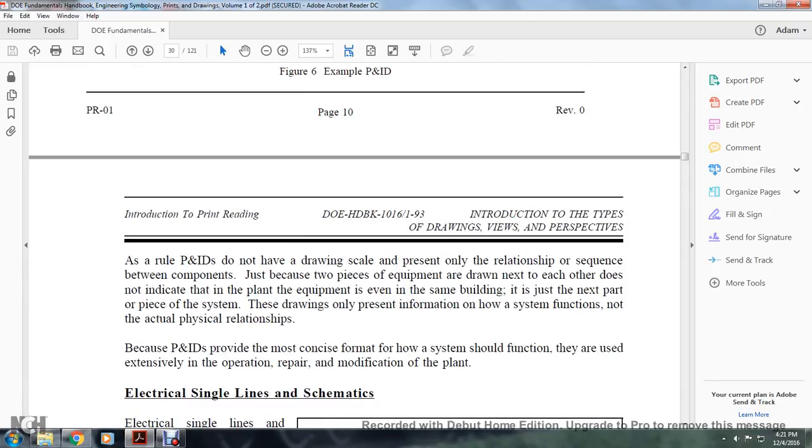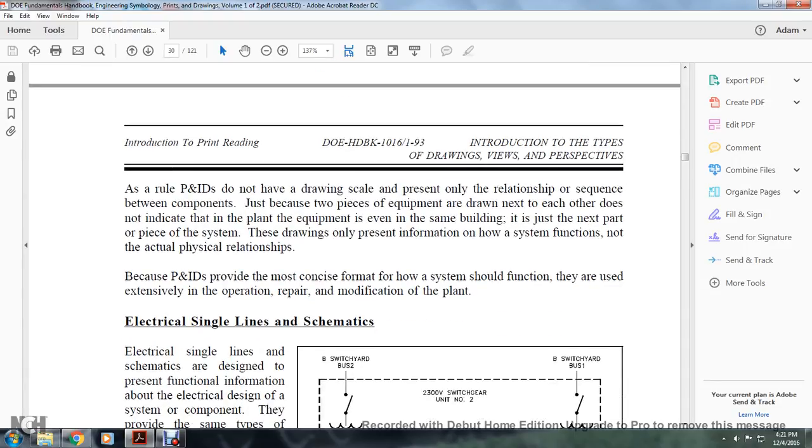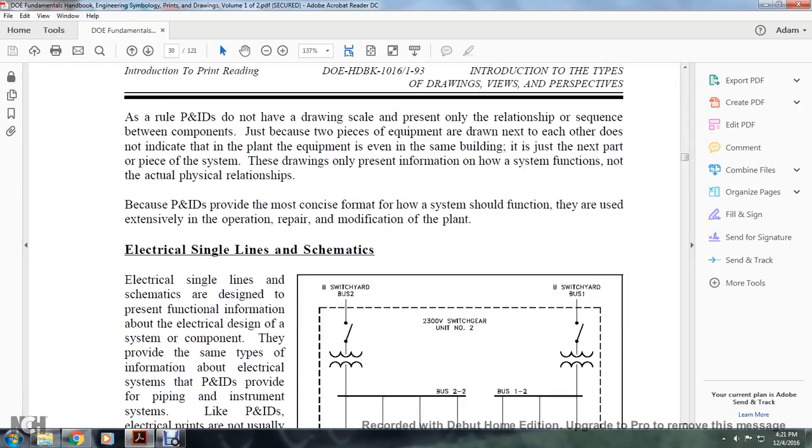As a rule, piping and instrument drawings are not drawn to scale and only present the relationships and sequence between the components. Two pieces of equipment drawn next to each other does not indicate that they are physically next to each other in the plant, even though they are part of the same system. The drawings only present information on how the system functions, not the physical relationship. The piping and instrument drawing provides the most concise format of how the system should function, and is used extensively in operation, repair, and modification of the plant.